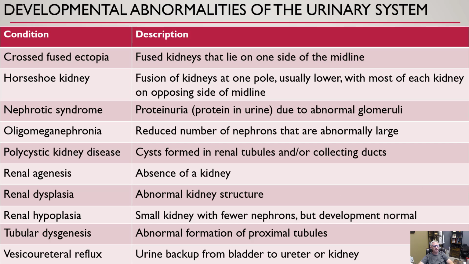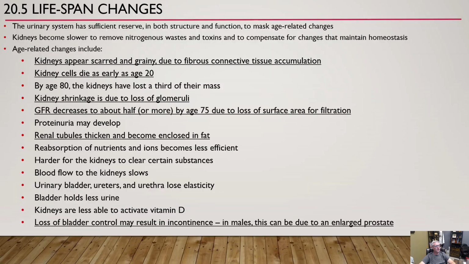Now, we have different abnormalities associated with the urinary system. Horseshoe kidney, nephrotic syndrome, you just kind of go on your own and figure out what these are. Renal dysplasias, abnormal kidney structure. We're not going to really talk about these. All right, kidneys, lifespan changes.